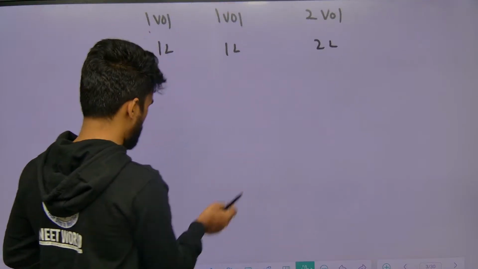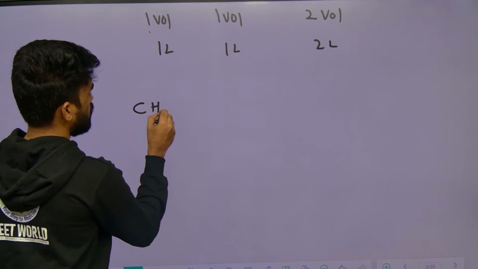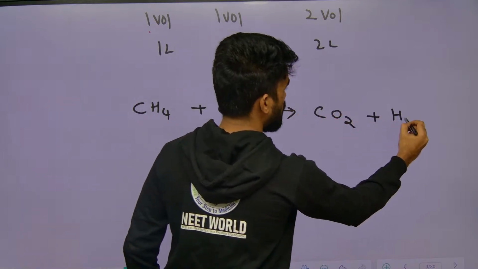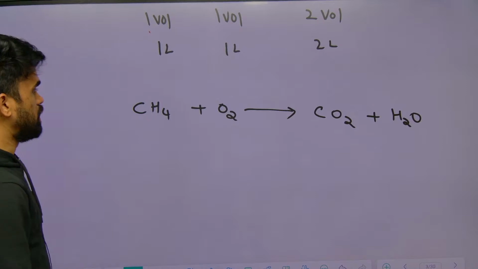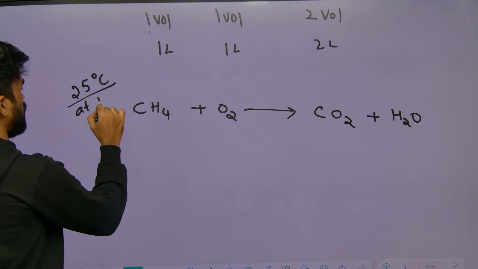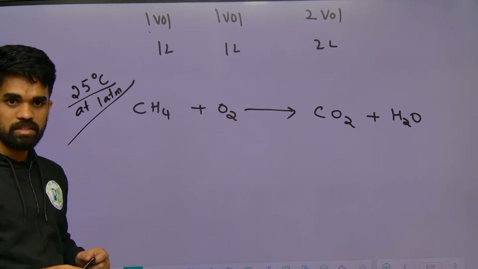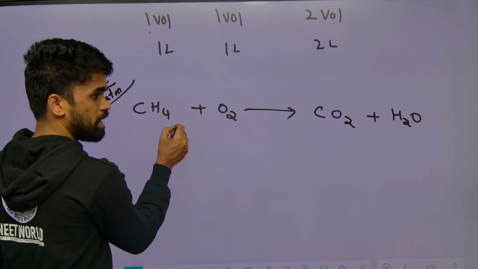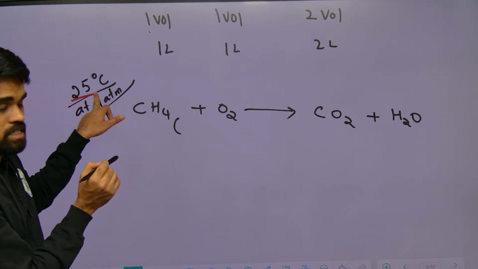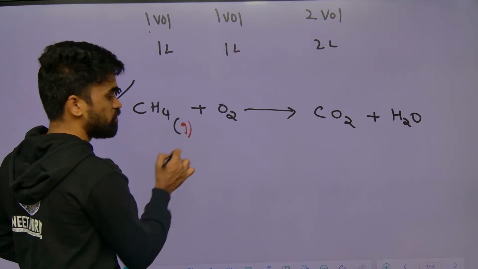Now let us do one question here. Methane undergoes complete combustion, producing CO2 plus H2O. Generally, they simply mention it as 25 degrees Celsius and 1 atm pressure. At these conditions, what are their physical states? Methane is a gas or liquid? At 25 degrees Celsius, meaning room temperature, methane is a gas. So mention it as gas, physical state.